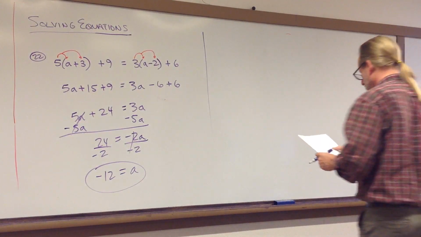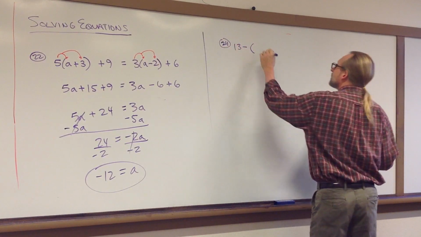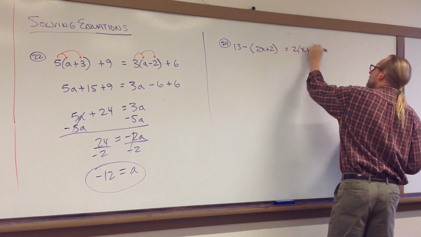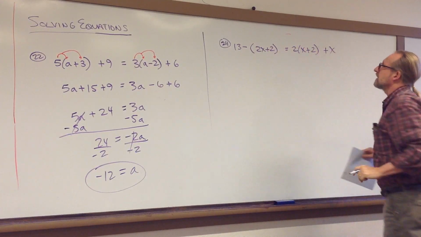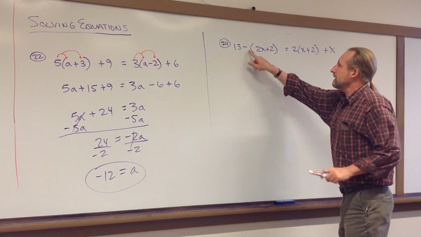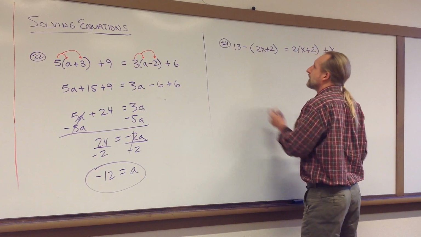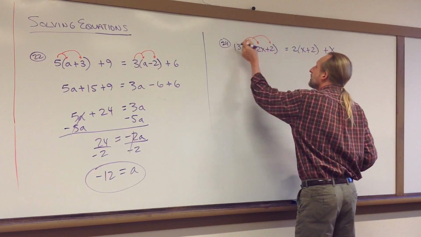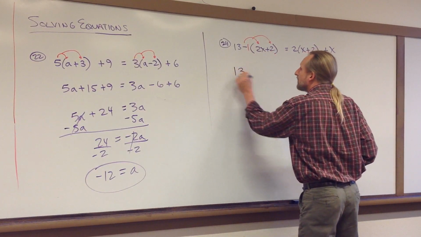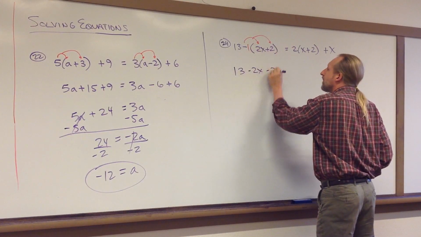Problem 24. 13 minus parentheses 2x plus 2 equals 2 times x plus 2 plus an x on the end. So in this one, remember that a minus sign in front of a parentheses is like you're distributing a negative 1. You can think of it that way, or as distributing the negative sign. It'll change the signs of whatever's inside there. So this will be 13 minus 2x and then minus 2.